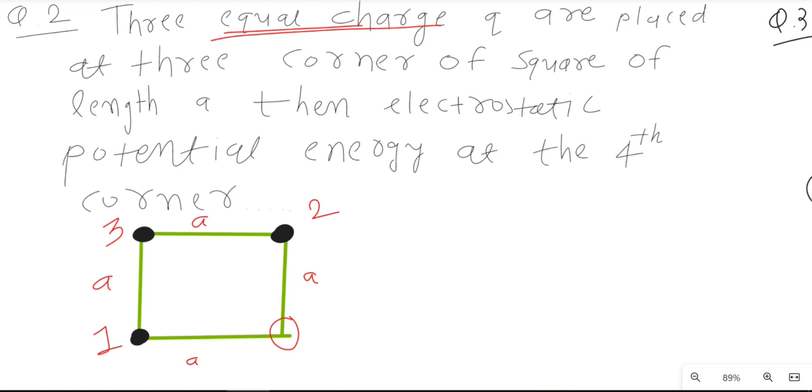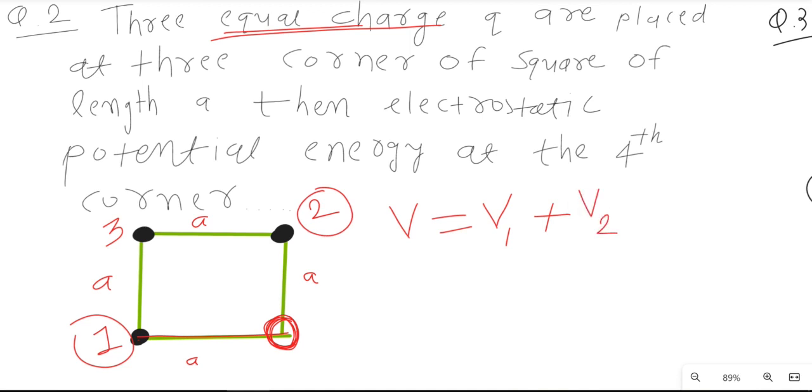So the total potential at this point is equal to the potential due to the first particle, V1, plus the potential due to the second particle, V2, plus the potential due to the third particle, V3. V can be written as KQ upon the distance between the two points.